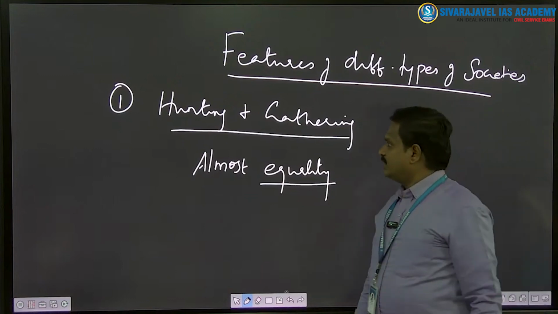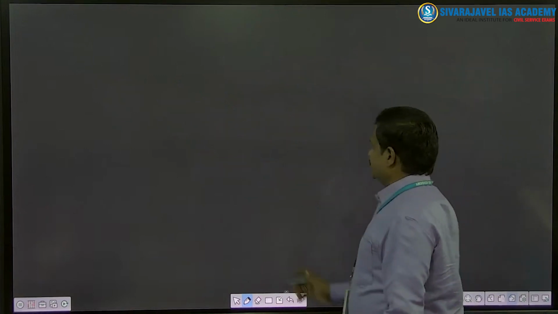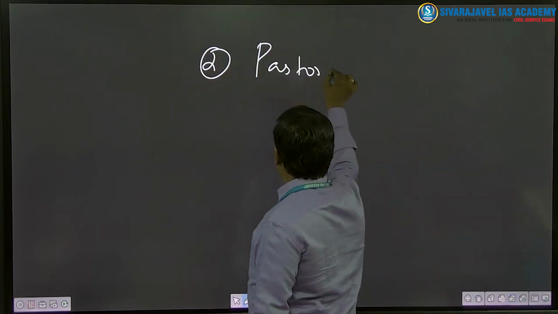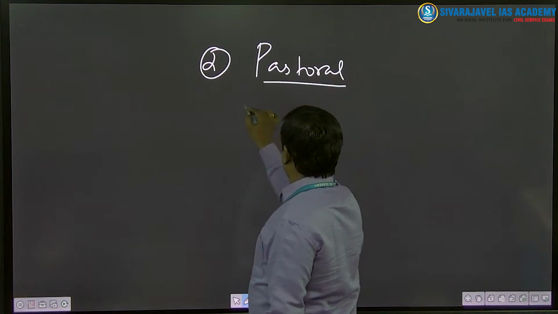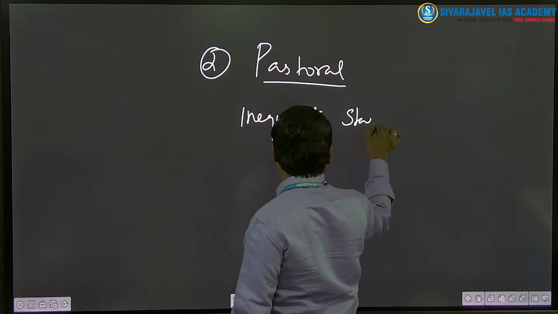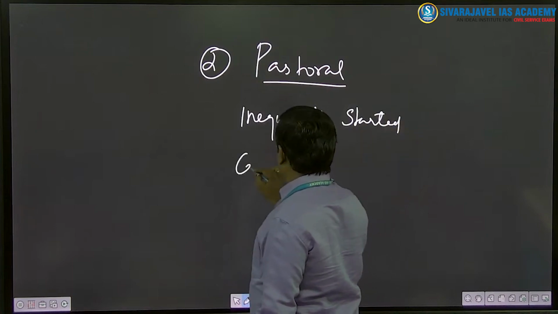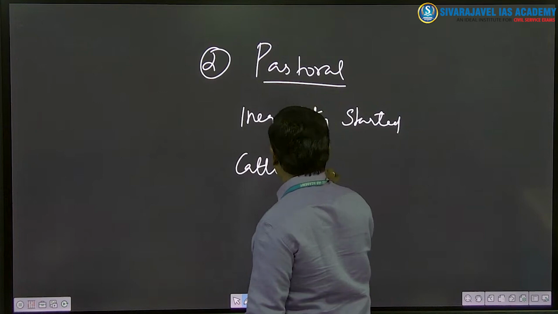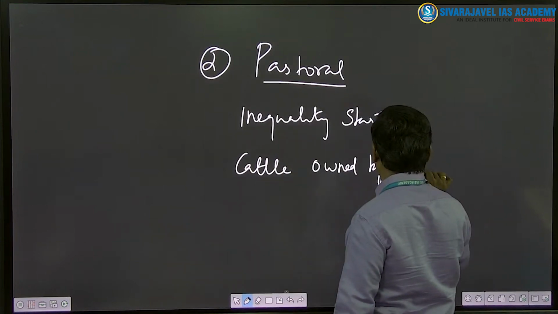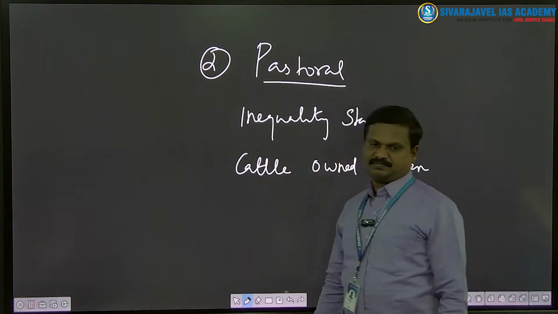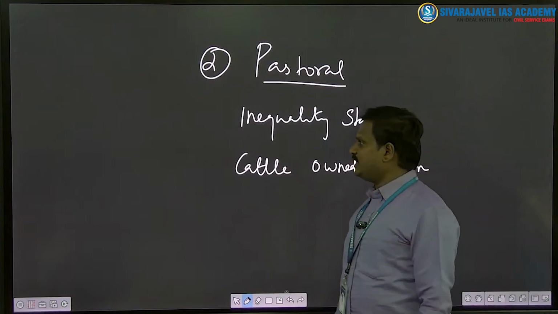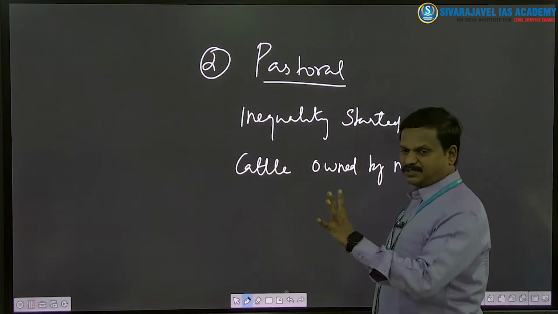Then come to the second society, pastoral society. Here, inequality started. Why? Because the cattle come to be owned by men. Men became the owners of the cattle. So inequality started in this pastoral society.